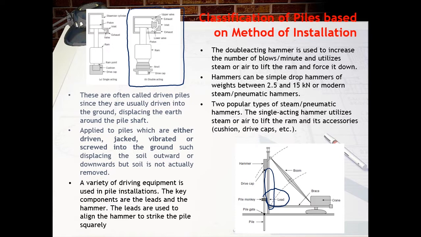Hammers can be simple drop hammers of weight between 2.5 and 15 kilonewton, or modern steam or pneumatic hammers. So there are many types of hammer. Two popular types of steam or pneumatic hammers. The single acting hammer utilizes steam or air to lift the ram and its accessories. For example, we have cushions, drive caps, and others. So these are the accessories when we want to drive the hammer and the piles downwards.